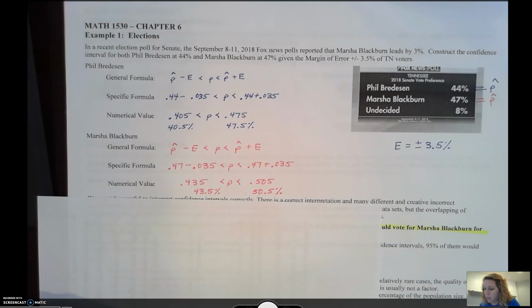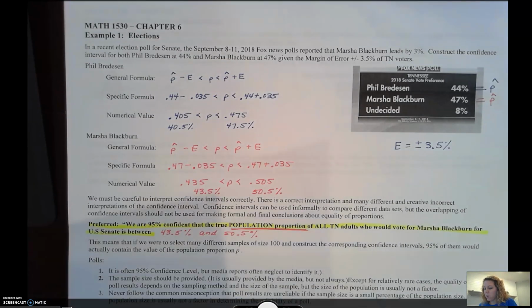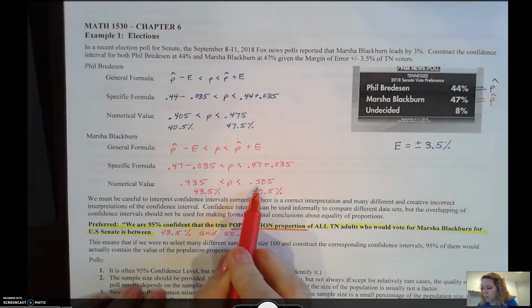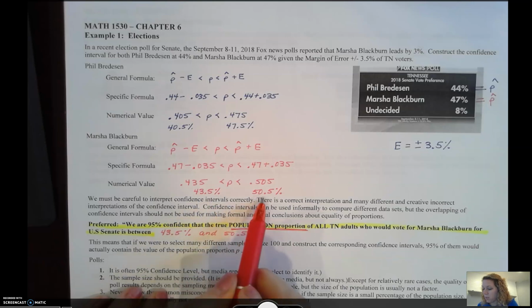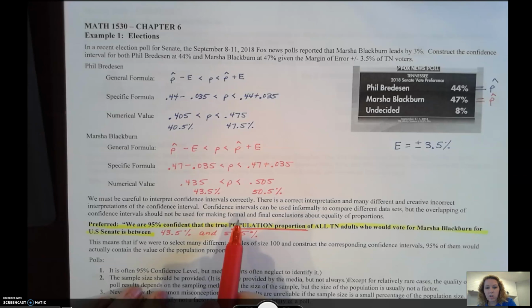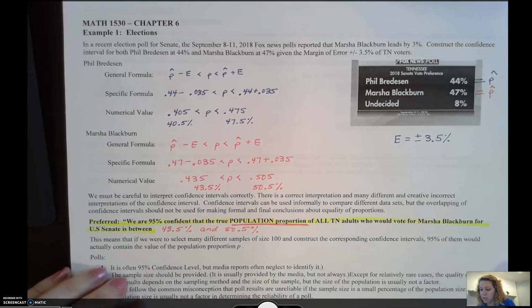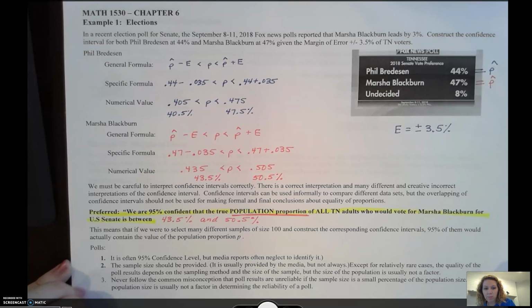So here we can say that 0.435 less than p less than 0.505. So between 43.5% and 50.5%. That's going to be our population parameter. So we need to make sure we interpret these correctly. And there's different ways of interpreting them. This is the way that I prefer to write them.